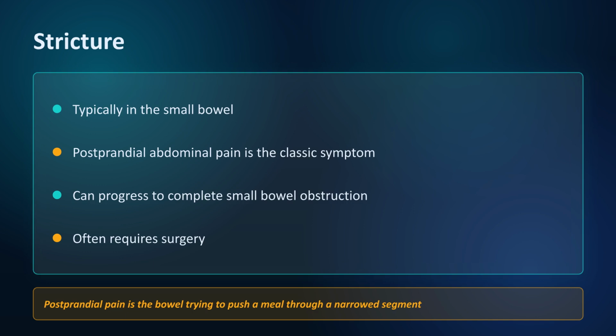Left alone, a stricture can progress to complete small bowel obstruction. And because it is fibrotic rather than inflammatory, it often requires surgery. Immunosuppression does not reverse established scar tissue. Distinguishing inflammatory narrowing from fibrotic scar is what the imaging is for.